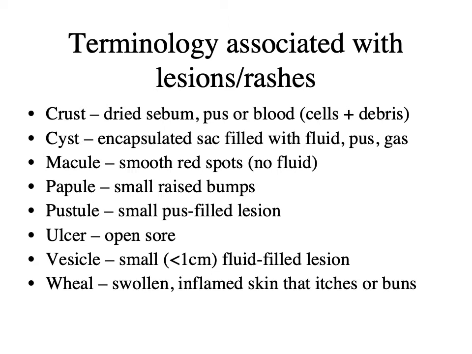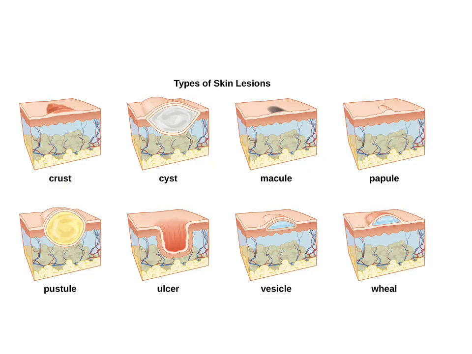A vesicular rash or a vesicle is small, and by small I mean 1 centimeter or less, usually filled superficially, close to the surface of the skin, with a little bit of fluid. If those erupt and open, it could definitely be an ulcer. And then a wheal is what you would get from an insect bite, and you probably had one of those. So here's a visual representation of those different types of lesions. It's good to know exactly what is different between a macule and a vesicle, or a vesicle and a pustule. You'll get some experience with these.